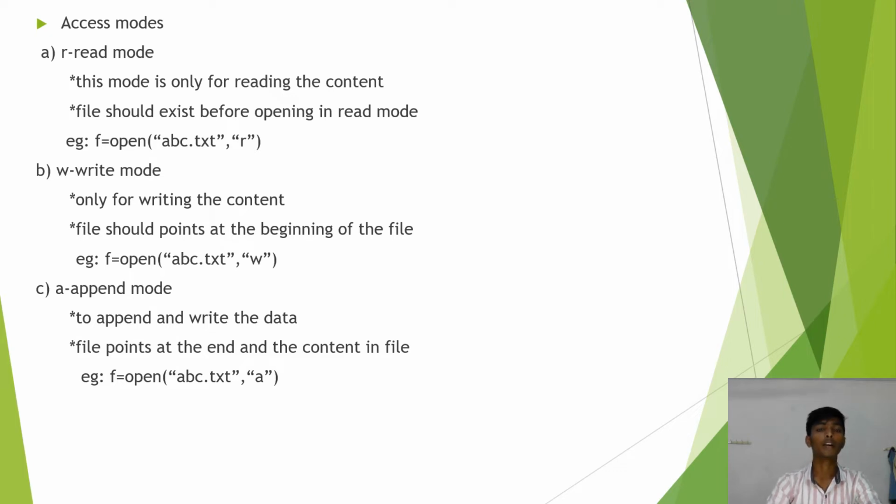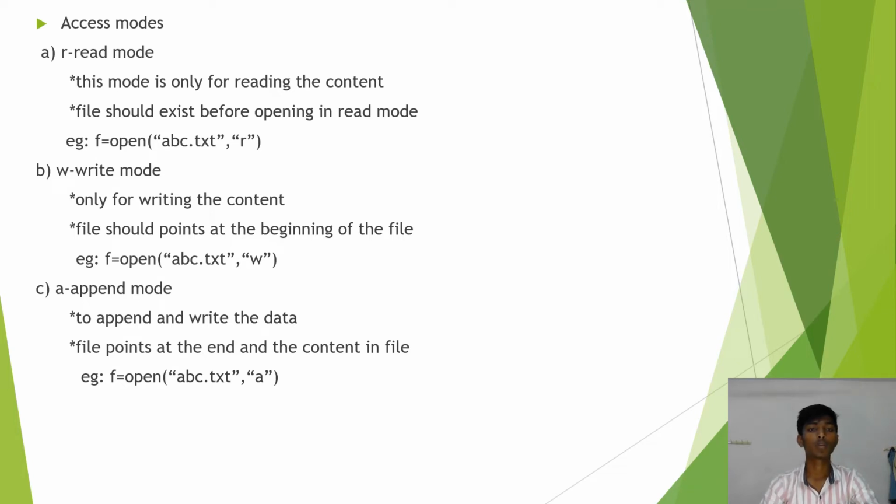First, read mode. What is read mode? This mode is only for reading the content, and the file must exist before opening in read mode. Here is an example for reading. F equal to open of abc.txt, comma r. abc.txt is the file name, r is the mode, and f is the file object.